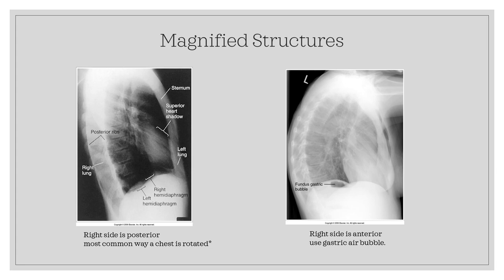Magnified structures. On a lateral chest, the right lung field will show you the increased magnification due to OID. In the first image, the right side is more posterior. This is the most common way a chest is rotated. In the second image, the right side is anterior. You can use a gastric bubble to help you. Posterior ribs are best to determine. The side closest to the IR is smaller. The side farthest away from the IR is magnified and larger.